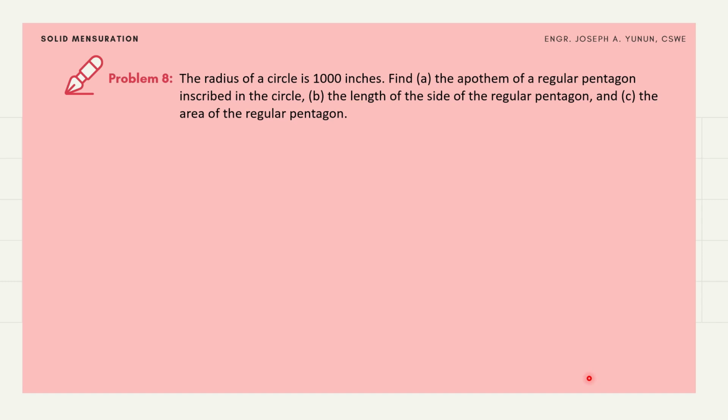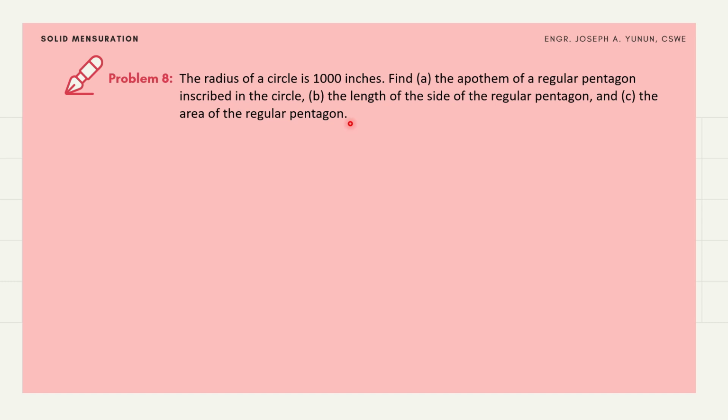So problem number 8. The radius of a circle is 1000 inches. Find A, the apotem of a regular pentagon inscribed in a circle. Inscribed means inside the circle. Then B, the length of the side of the regular pentagon, and C, the area of the regular pentagon.